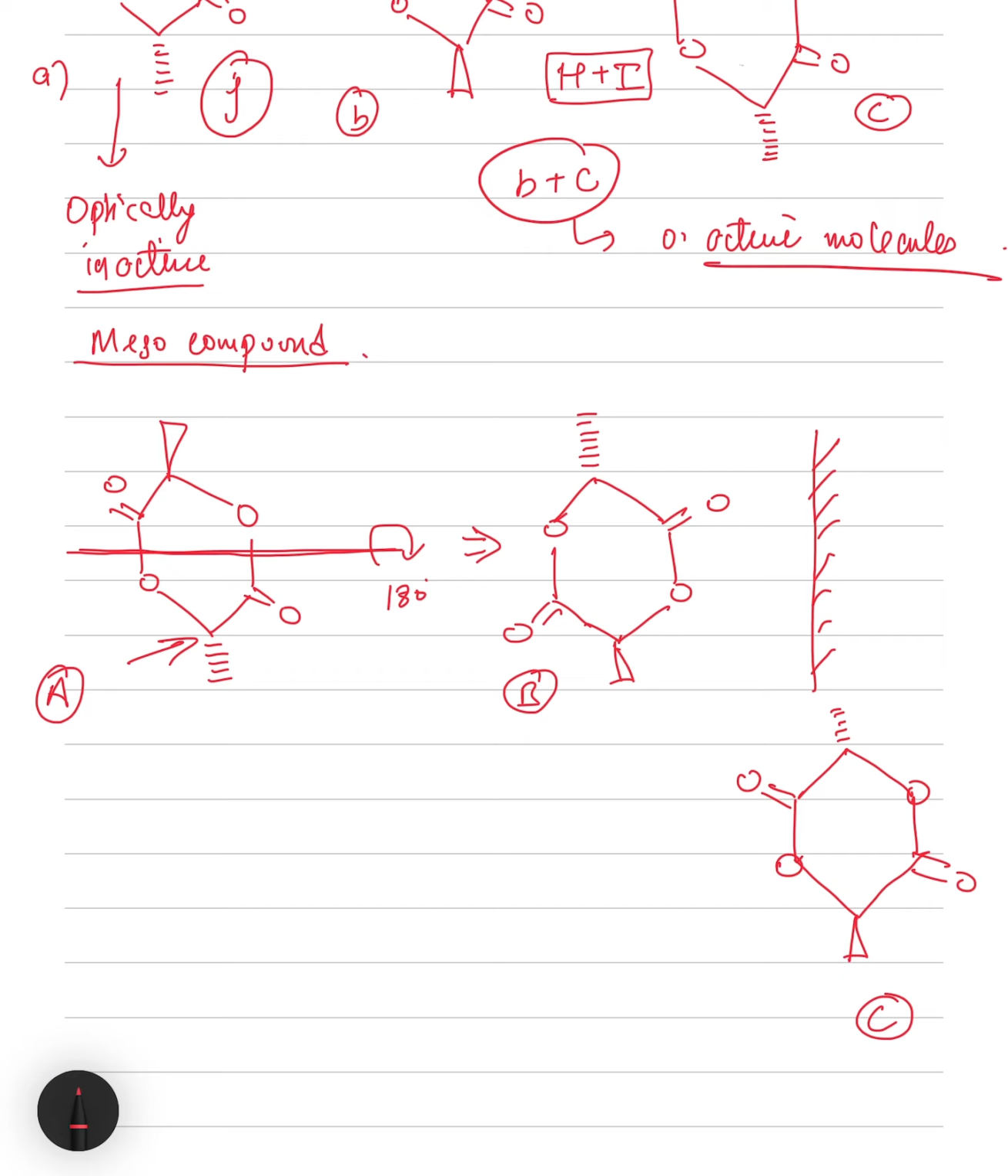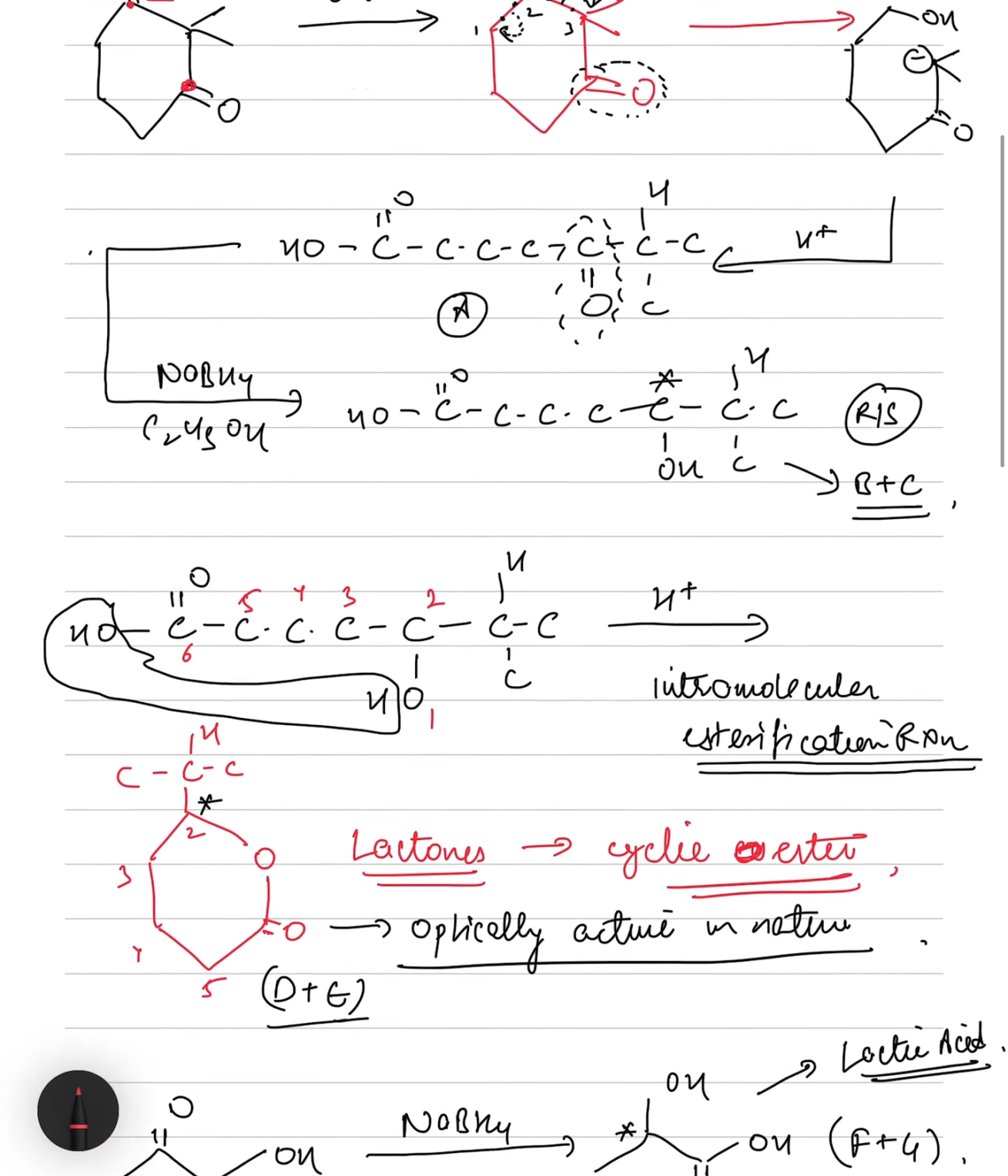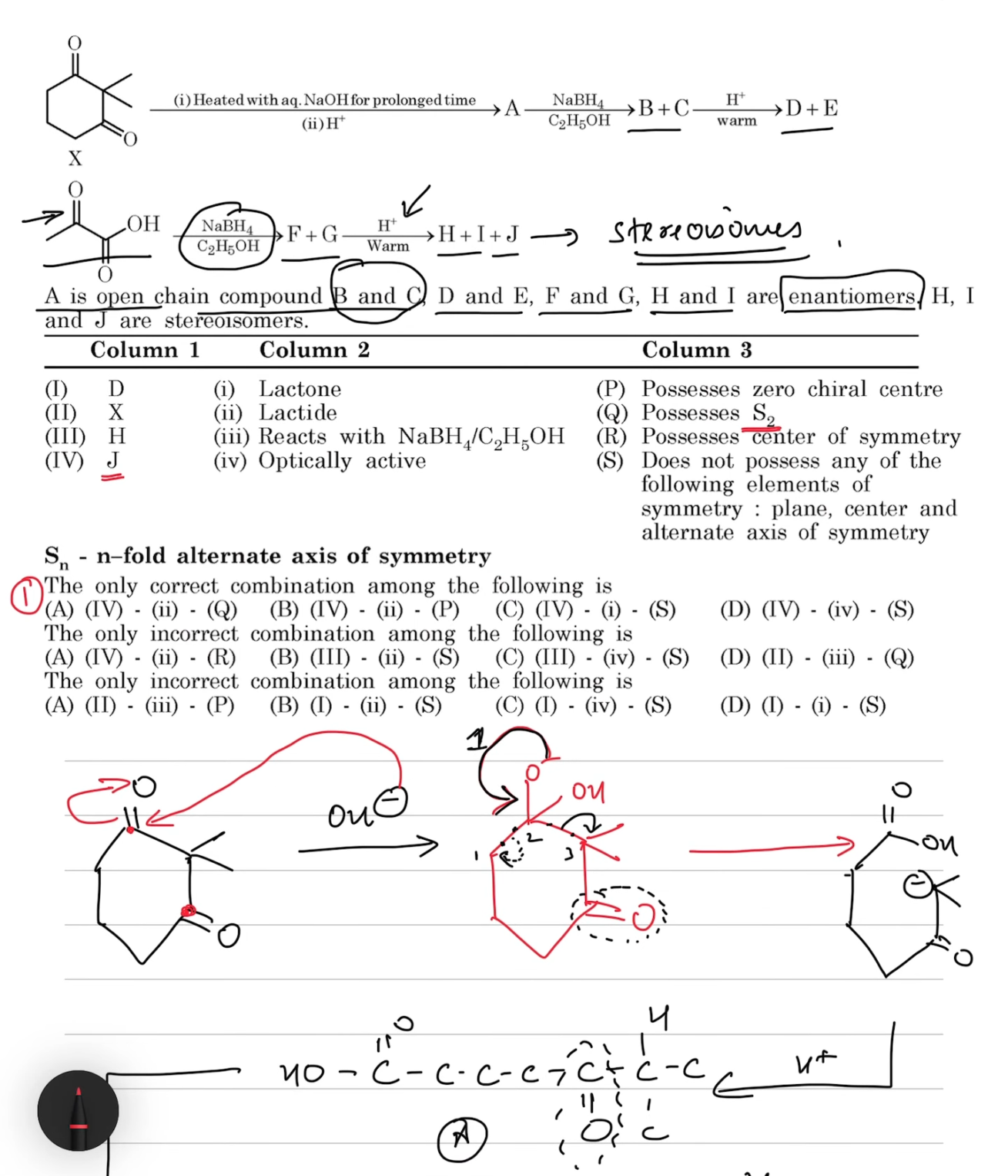Now, to check whether this molecule contains any alternate axis of symmetry Sn, the original molecule and the molecule obtained as C must be similar in nature. But if you look at A and C, the position of the groups is the same, but the stereochemistry is not. On the upper carbon, the methyl group in C is dash, whereas the upper carbon methyl group in A is wedge. That's why they are not matching, and hence the molecule doesn't possess any alternate axis of symmetry, right? That means option A is incorrect.